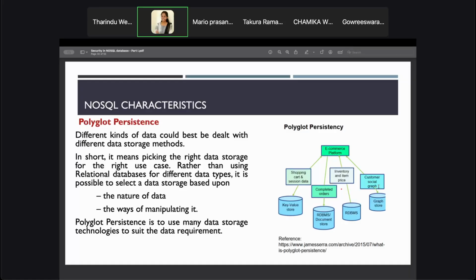But based on the requirement and the nature of the data that you are going to store for those requirements, you can choose different types of databases, because we have four different types of databases when it comes to NoSQL. So based on your requirement, you can pick the needed one and use it for that. That is what polyglot persistence means, right? Many database storage technologies can be used for the suitable data requirement even within a single system, right? That is the next advantage of NoSQL databases, right?